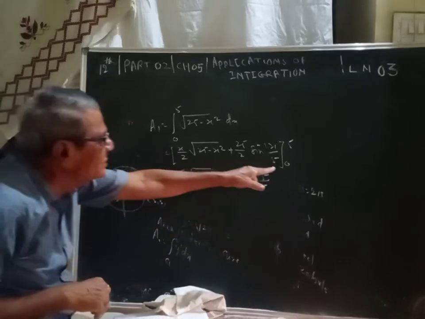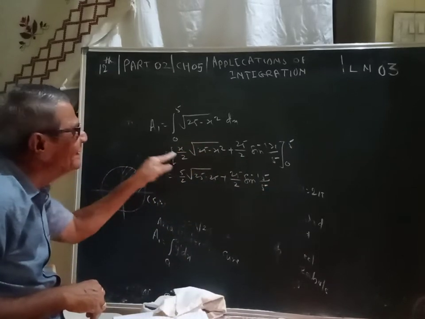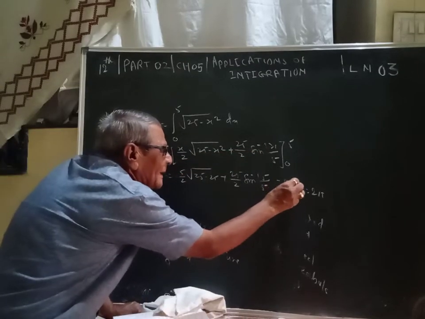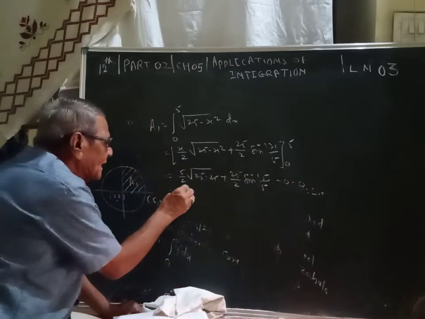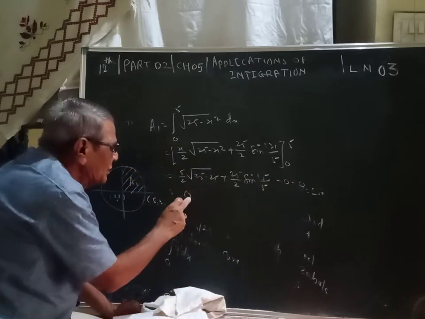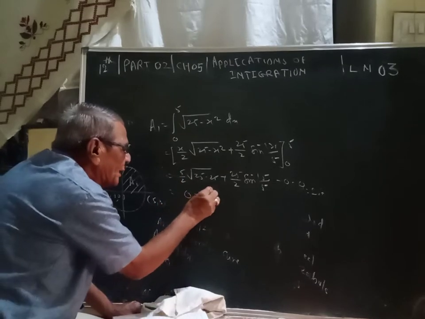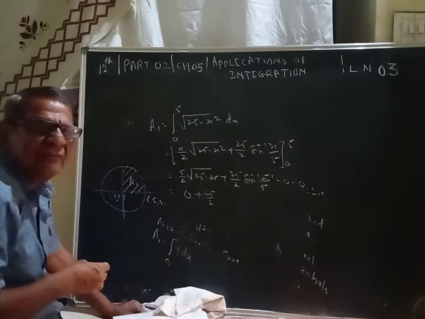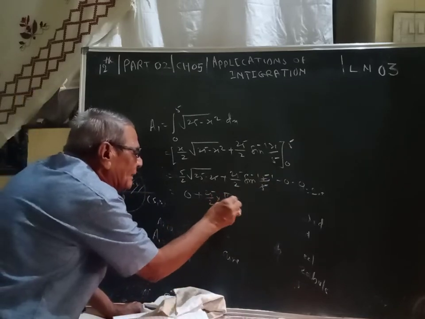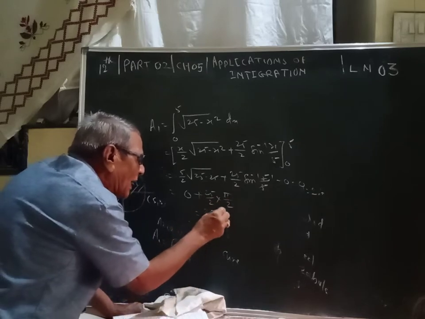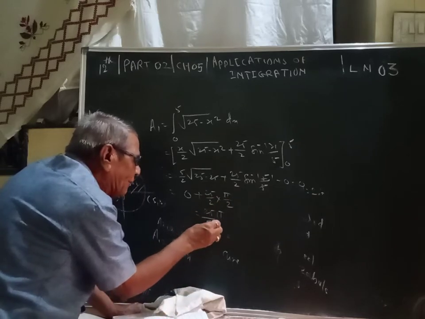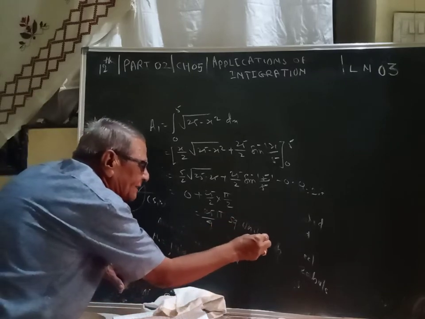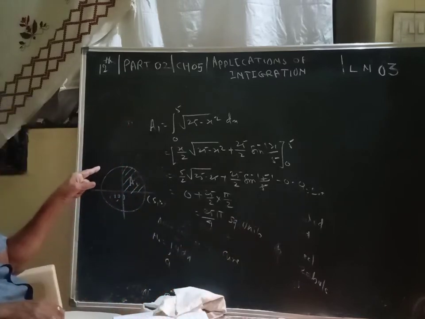And then we put x equal to 0: 0 multiplied by this is 0, sin inverse 0 also is 0, so this also is 0, 0 minus 0. 25 minus 25 is 0, and 0 multiplied by anything is 0. So 25 by 2 and this is sin inverse 1, 5 upon 5, and sin inverse 1 is pi by 2. So this is 25 pi by 4 square units, and he has asked us only the area of the circle in the first quadrant.